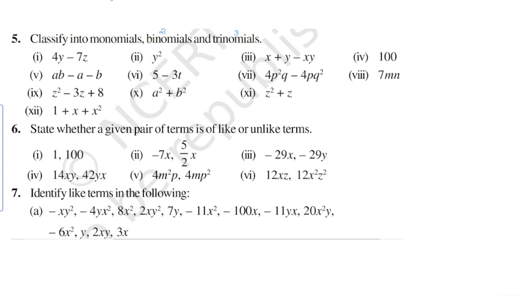So consider the first question. 4y minus 7z. How many terms are there? Yes, 2. So 4y, this is the first term and this is the second term, right? So this is binomial.